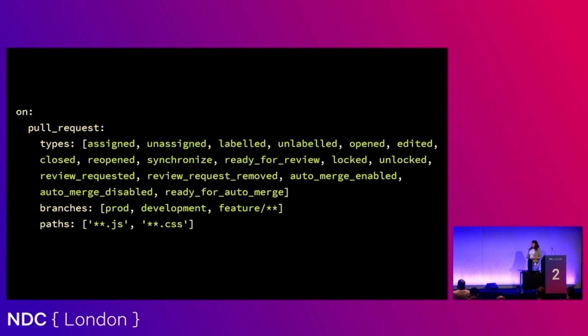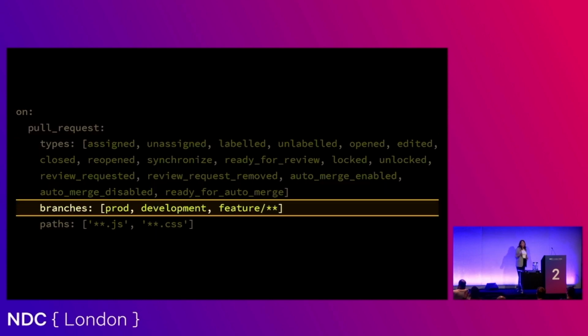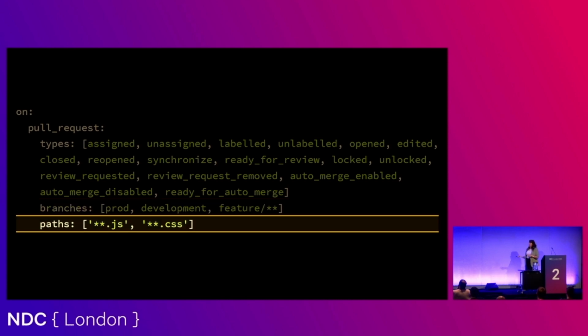We can also filter this for specific branches. For example, this might just be for production branch, for development branch, or using a wildcard for a feature branch. We can also then filter this down to specific paths. For example, maybe you want to run some JavaScript linting or some TypeScript type checking, but only if specific files like JavaScript or TypeScript files have been changed. We can be really specific and only run the actions that we need to when we need them.